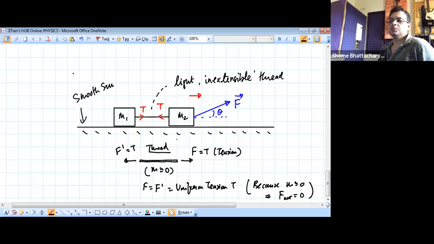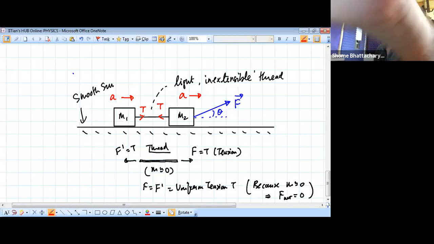Okay. So hope this point is clear to all of you. And as a result of that, now this block also tends to move forwards. Now kinematics wise, see what will happen. The thread's length is constant. So that means the distance between M1 and M2 has to remain fixed. It can't be increasing or decreasing with time. So if this sets off with an acceleration, this acceleration will also tend to zero.